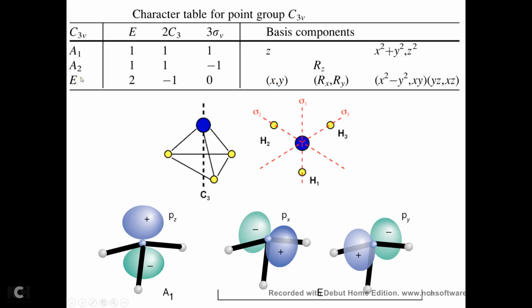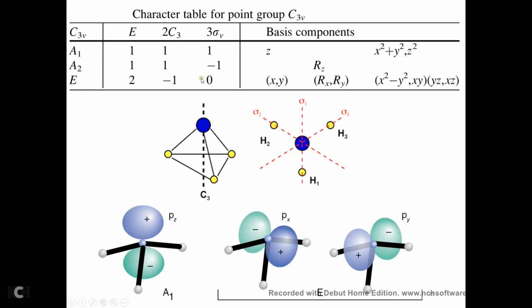And unfortunately, in the character table, we use E for the identity symmetry element. We also use E for a degeneracy of 2. These 2 have different meanings. Over here, this means a degeneracy of 2. Later, you will see T as one of the symmetry species. If you see a T, that means a degeneracy of 3.